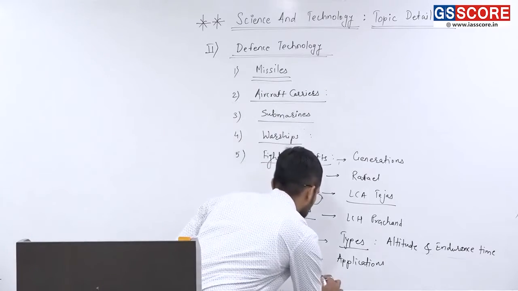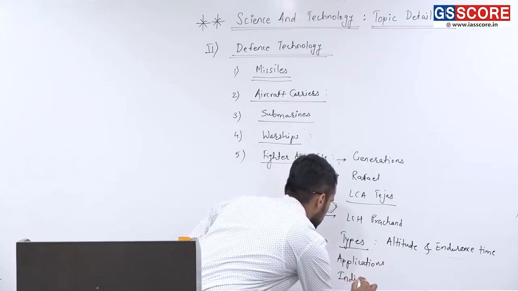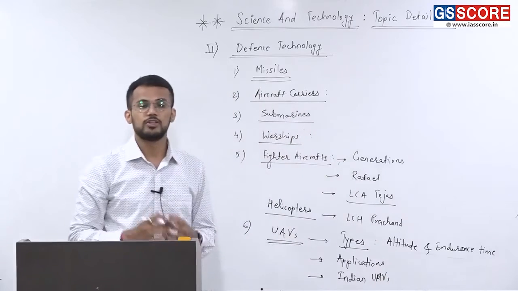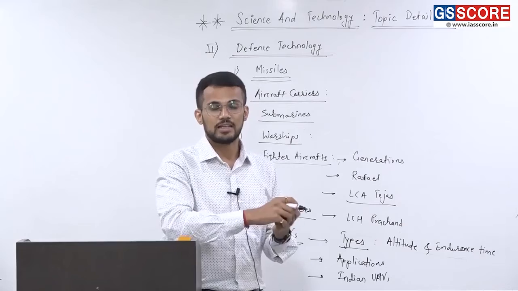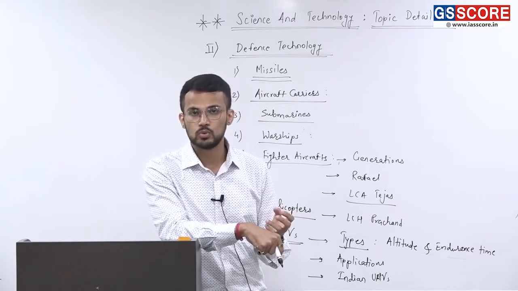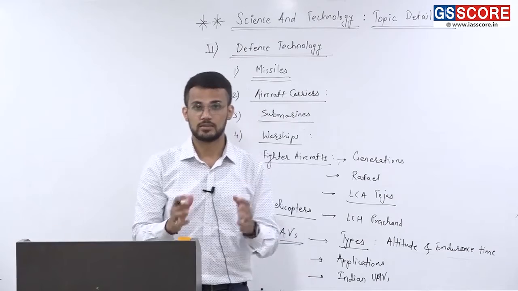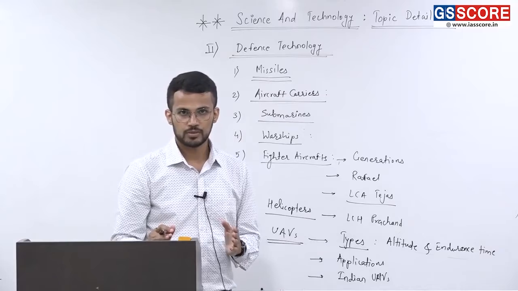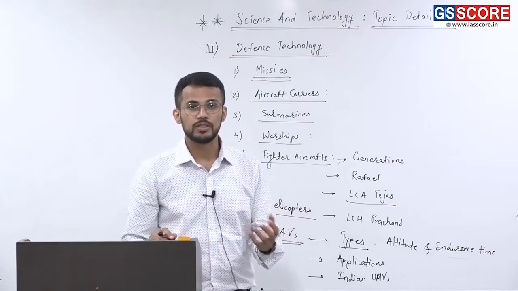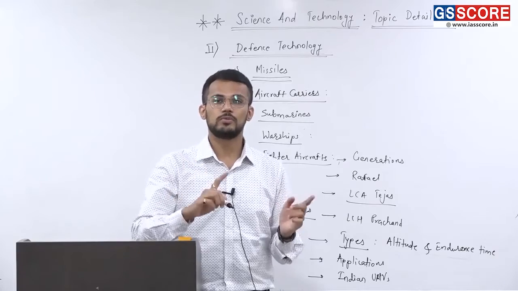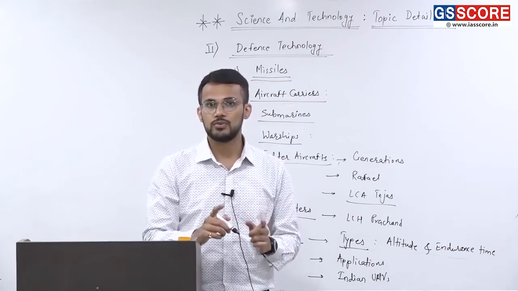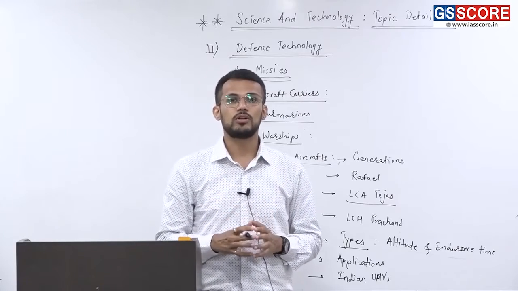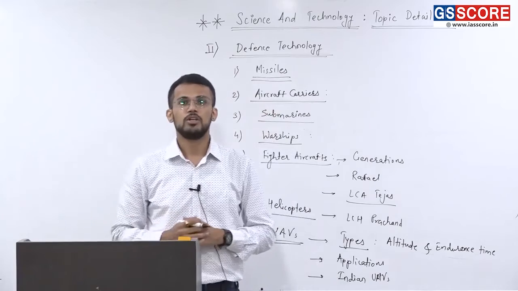Then the developments related to Indian UAVs. You must be aware of the UAVs that we have in India, like Lakshya, Nishant, Rustam 2, and the upcoming developments like Ghatak. Ghatak is an important development related to UAVs in India, right? And then apart from Indian UAVs, you must also be aware of the UAVs that we are procuring from other countries like USA and Israel. For example, MQ-9B is an important UAV that we have procured from USA.